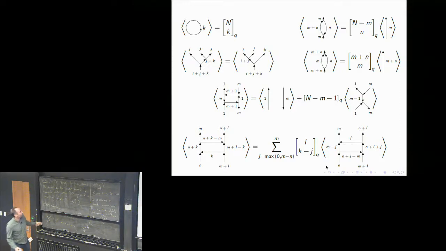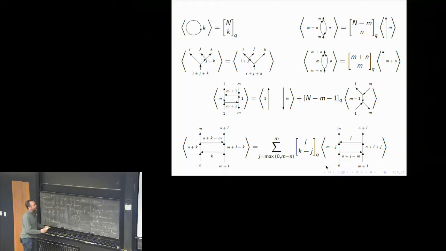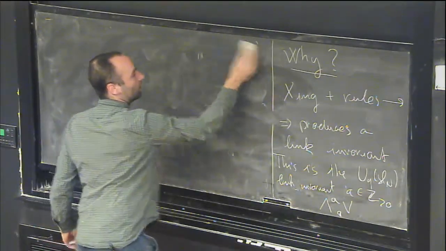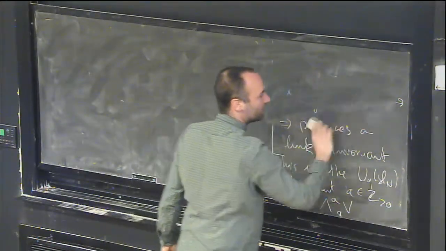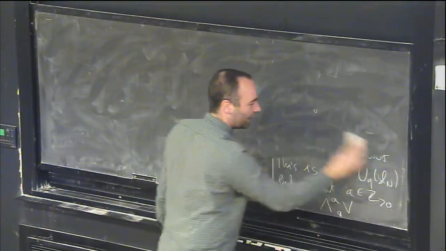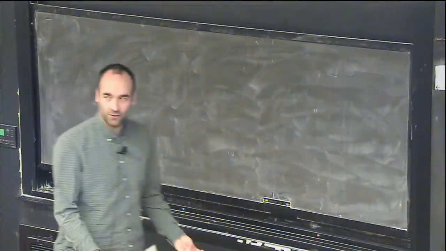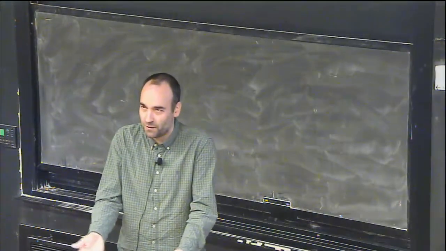So now I want to speak about the morphisms of my category. I want these morphisms to be like cobordisms. And so if we see graphs as being like one-dimensional manifolds with singularities, we should expect the cobordisms between graphs to be like surfaces with some singularities.